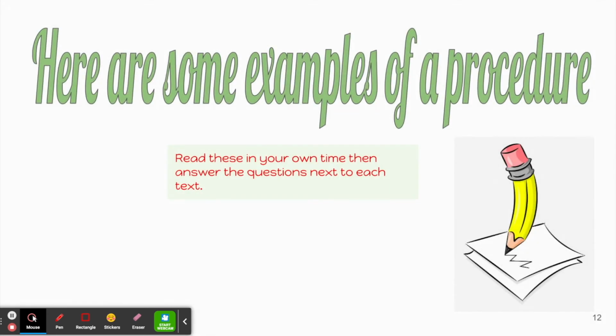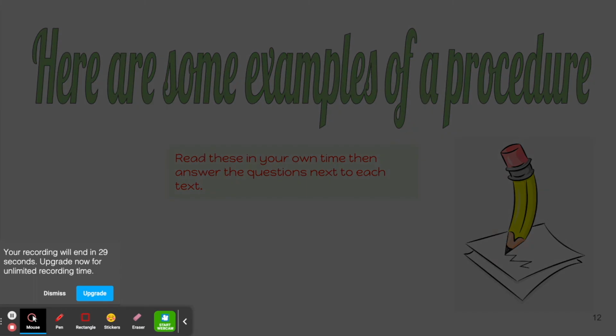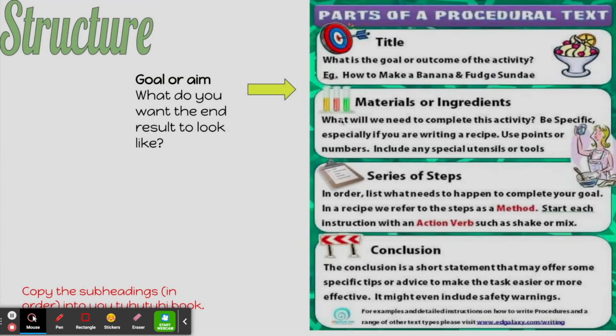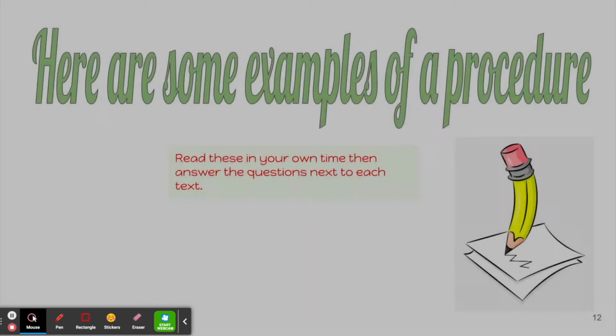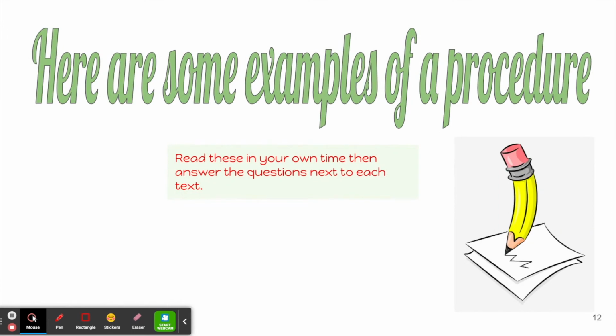Alright team, so here are some examples of a procedure. Let's see if they have all 5 of these parts: the title, the goal and aim, materials or ingredients, series of steps, and a conclusion. I would like you to answer the questions below. You're going to read these in your own time, then answer the questions next to each text.